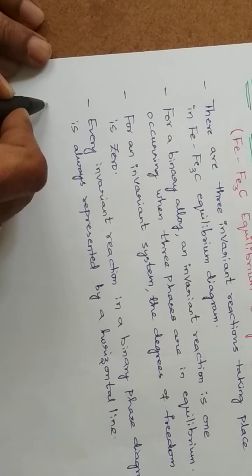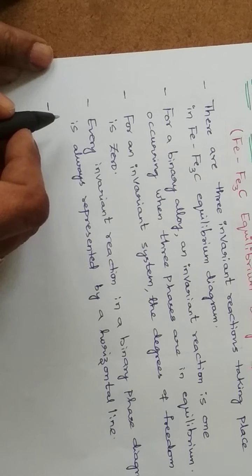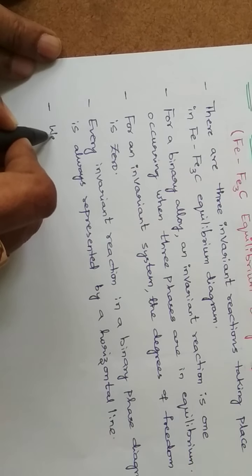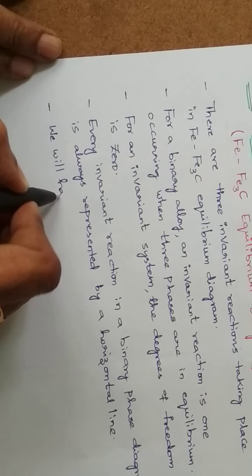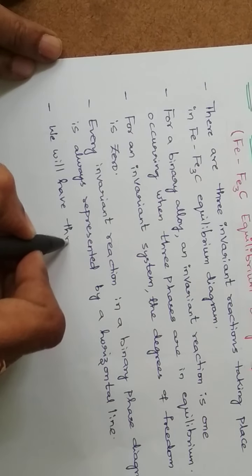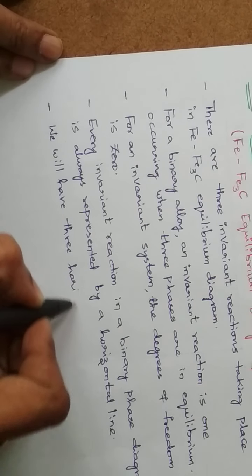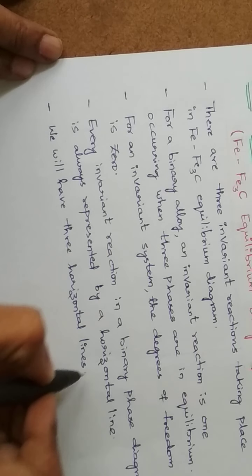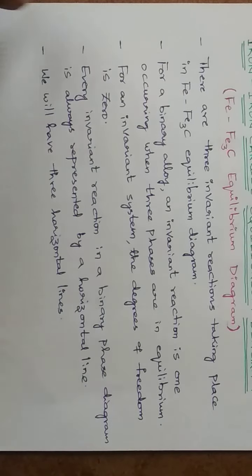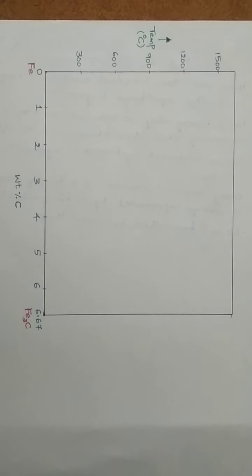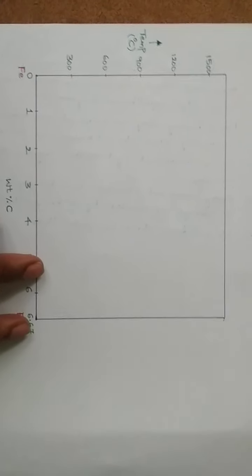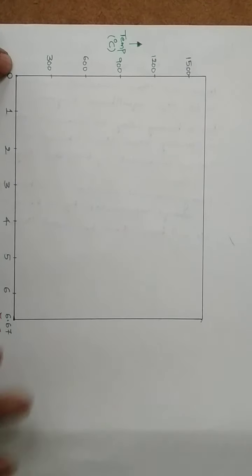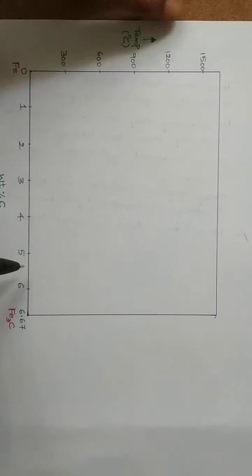So from this we can understand that we will have three horizontal lines. Let us mark the temperatures. So this is the phase diagram.